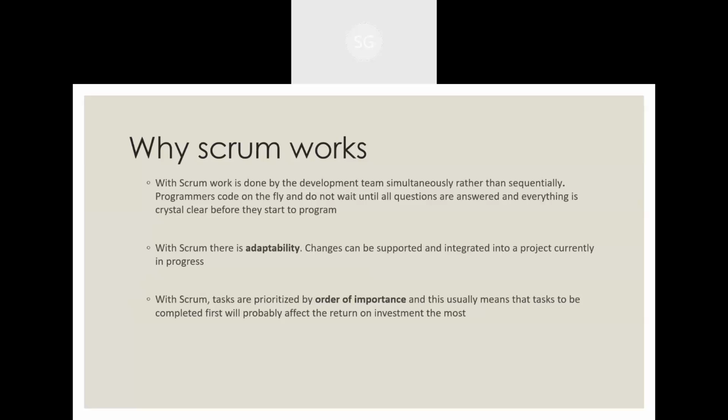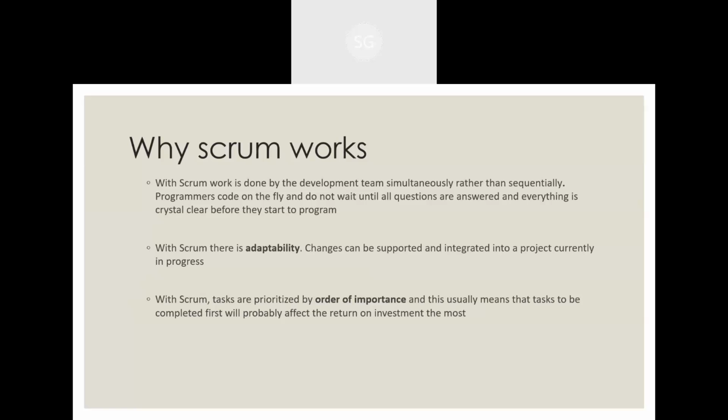With Scrum, work is done in the development team simultaneously rather than sequentially. So the programmers can go ahead and code and do not have to wait until all the questions are answered and everything is crystal clear before they start the program. Things happen together instead of one after the other. And also, in Scrum, there is adaptability. Changes can be supported and integrated into the project currently in progress. So it's highly adaptable.